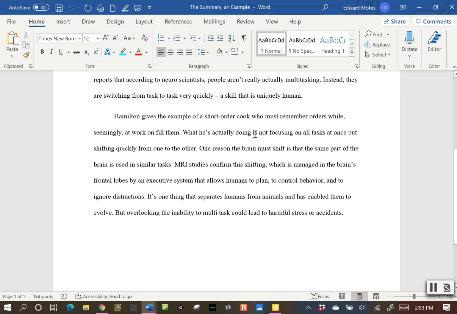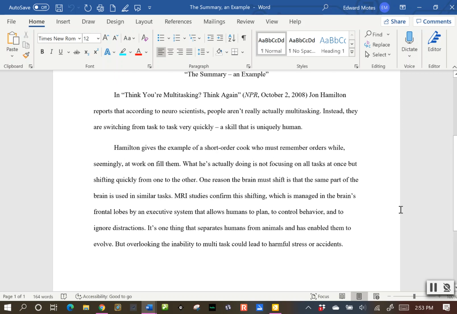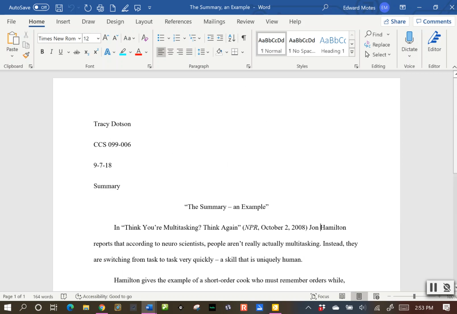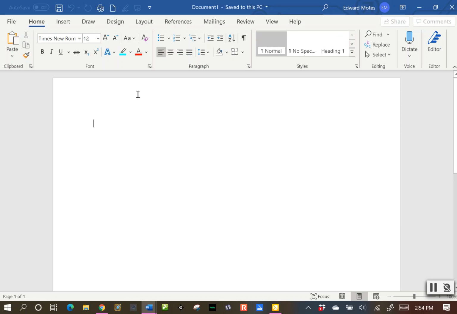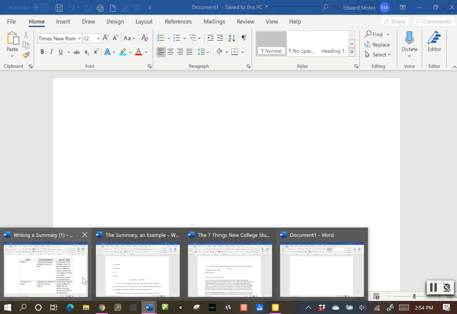What he's actually doing is not focusing on all tasks at once, but shifting quickly from one to the other. One reason the brain must shift is that the same part of the brain is used in similar tasks. Alright, so they're just talking about what this author reported. Okay? None of their own opinion. Okay? So let's get started with our own version of this, with this article.